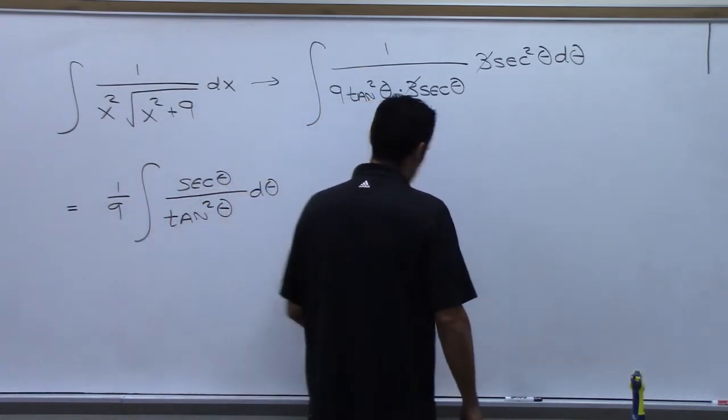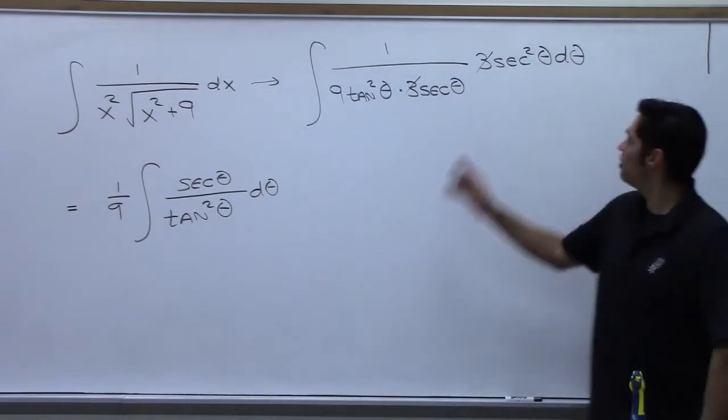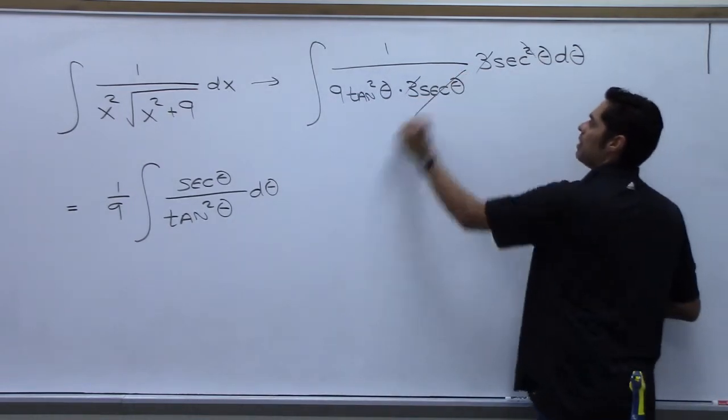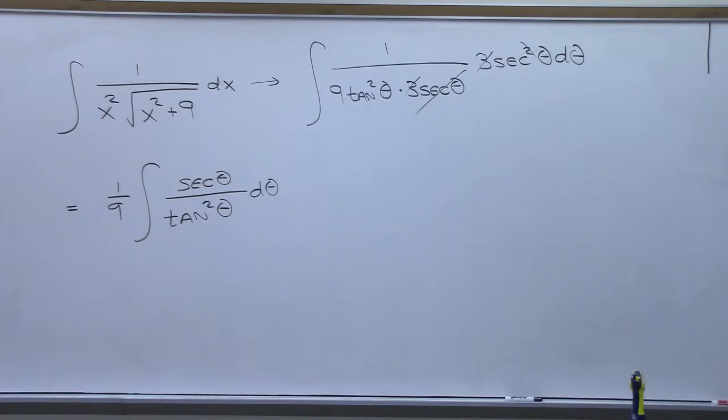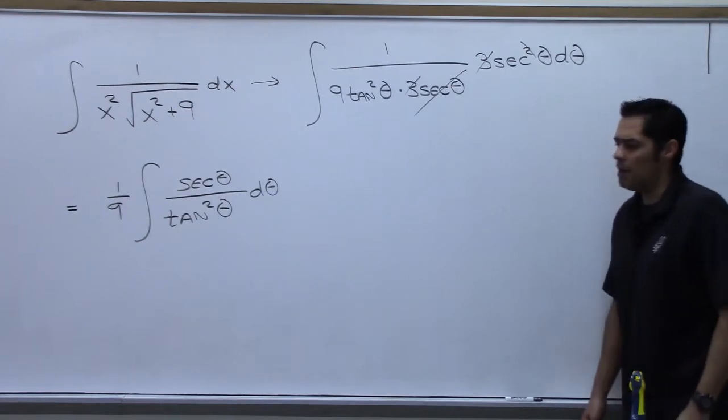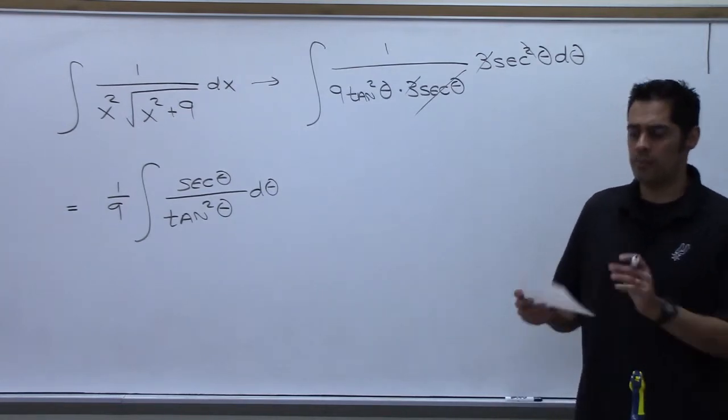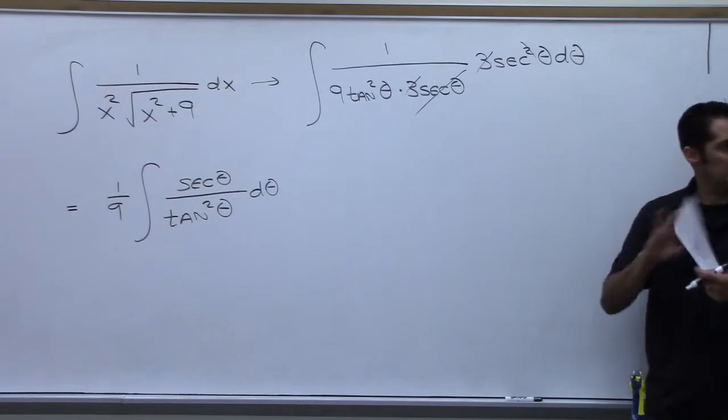You said one of the secants canceled. Yes, one of those secants cancels. So I had a squared here, and then it cancels that one. Are we all at the same place? Any questions? All right, now at this point, you might be thinking, okay, I'm going to go to my sheet because I know how to deal with secants and tangents, right?